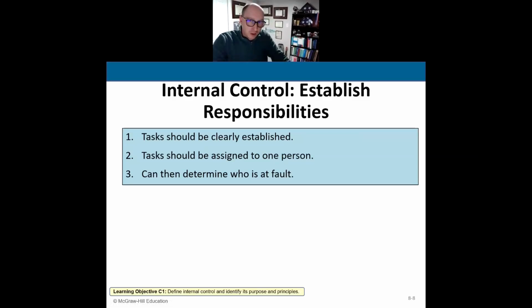Internal controls: be clear, concise, and to the point when it comes to establishing who's responsible for what. This also helps to determine who's at fault. When you set the established responsibilities, you're being clear, concise, to the point, and identifying who's at fault when something goes wrong.